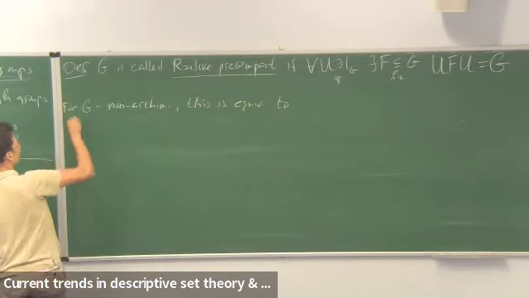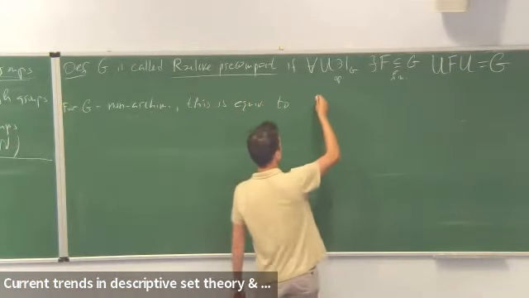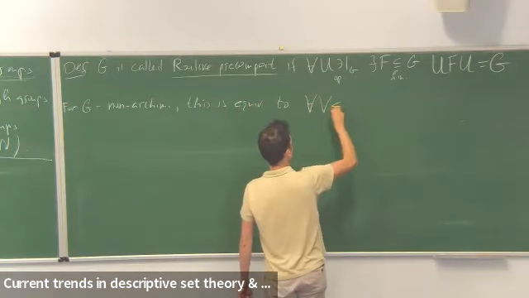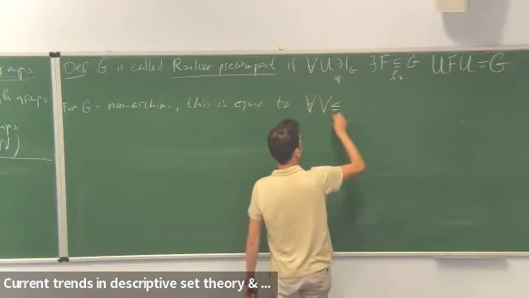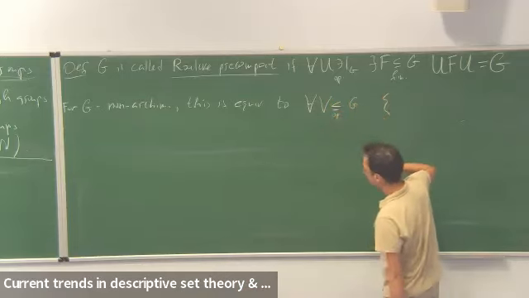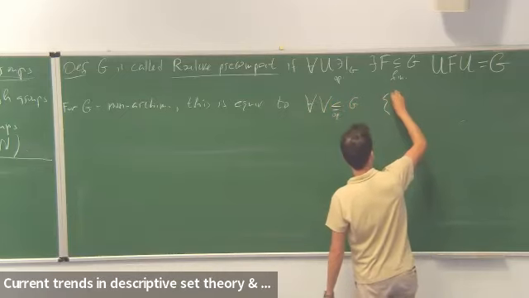So for G non-Archimedean, this is equivalent to the following thing: that for every open subgroup of G, it has finitely many double cosets. Okay, so this.